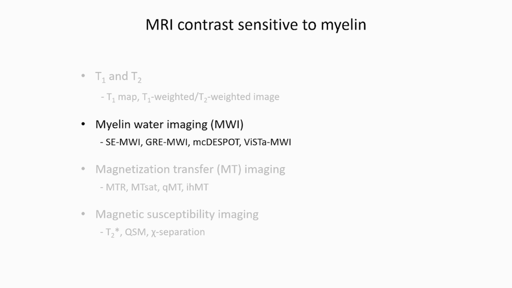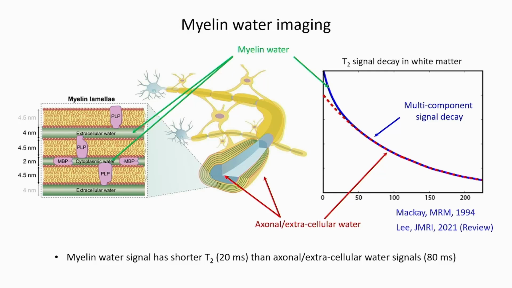If you grab an MR physicist and ask what is the traditional way of doing myelin imaging, people will say myelin water imaging. It goes back to 1994 when the first paper came out, and the physics behind it is quite impressive. When we measure the T2 decay from white matter, what we measured was not a single beautiful exponential decay, but rather the combination of 2 exponential decays, one decaying really fast and the other one decaying slowly.